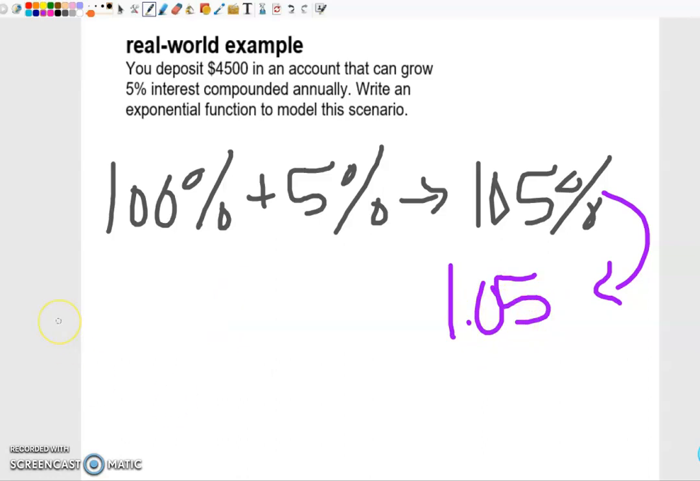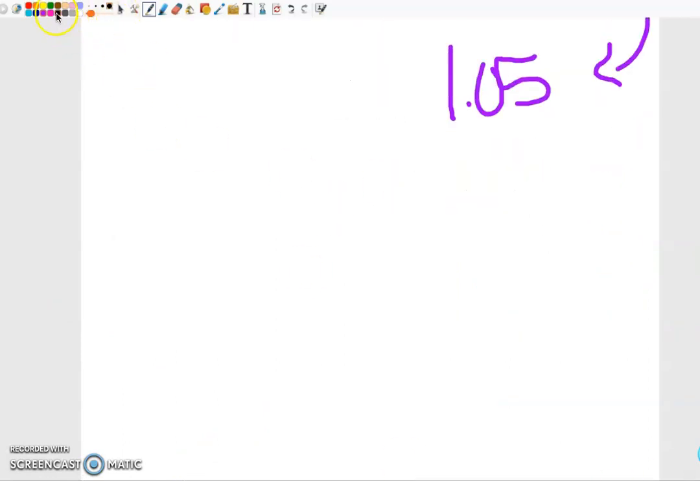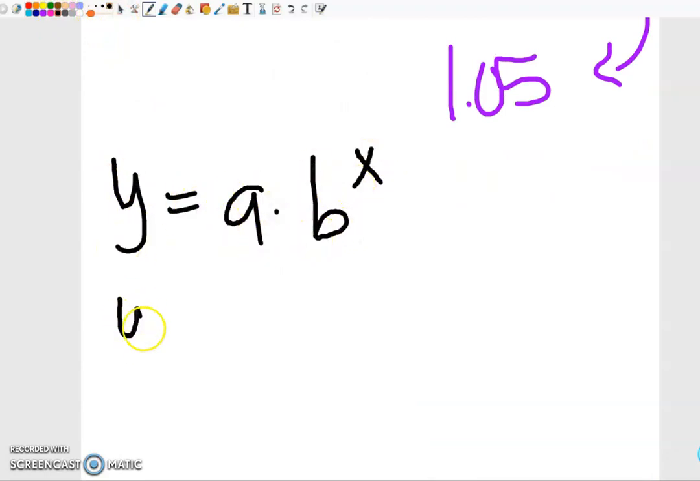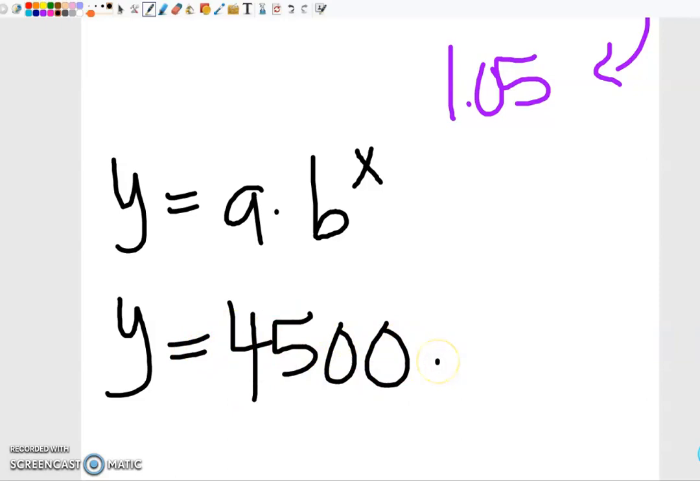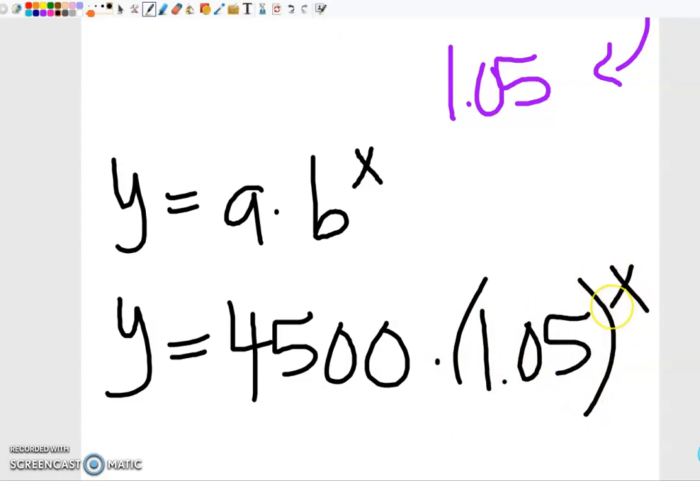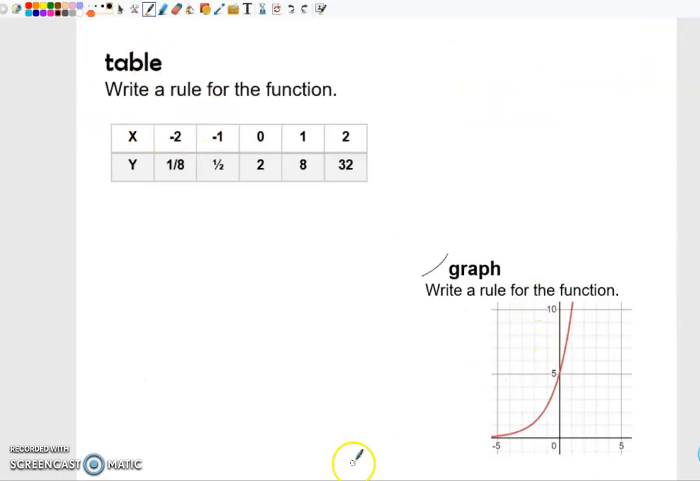Remember your equation is y equals a times b to the x. So y equals a times b to the x power. And you would start the account with $4,500. And we said your growth factor was 1.05. And then you put in your x. So there's your equation. And the next two that we're going to look at, we're going to actually look at them in Desmos, for the table and the graph.